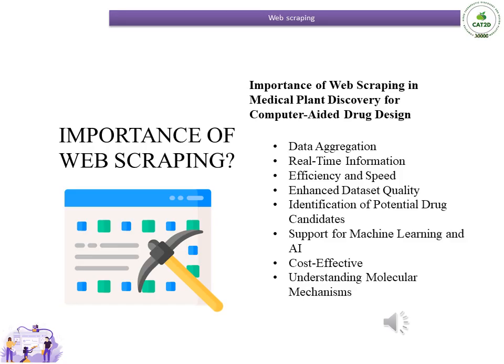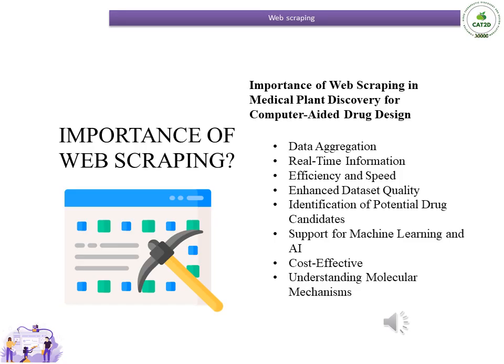Then there is the identification of potential drug candidates. It helps in identifying potential drug candidates by extracting data on chemical composition, biological activities, and the traditional uses of medical plants. Then it's very important for cost effectiveness. Compared to traditional methods of data collection, web scraping is a cost effective solution. It reduces the need for extensive manual data entry, allowing researchers to focus on analysis and experimentation.